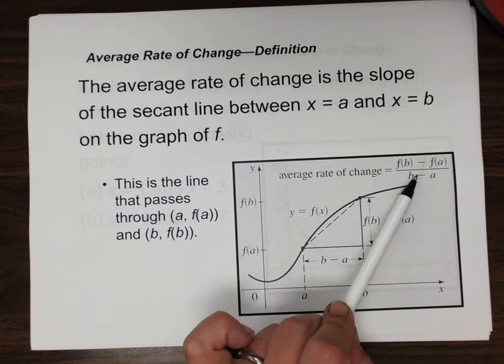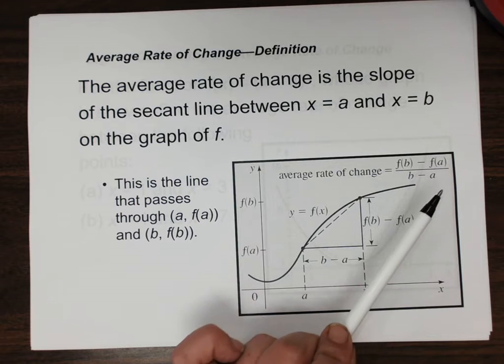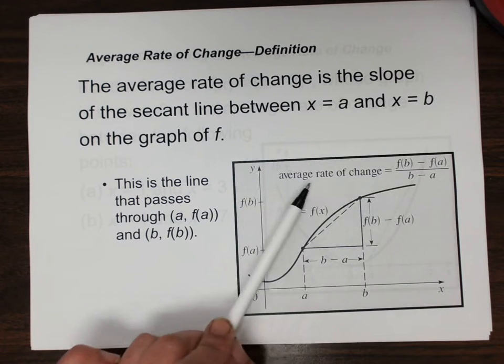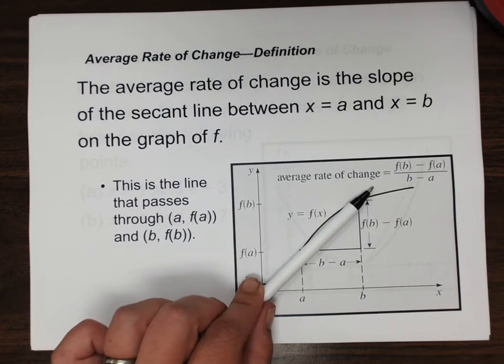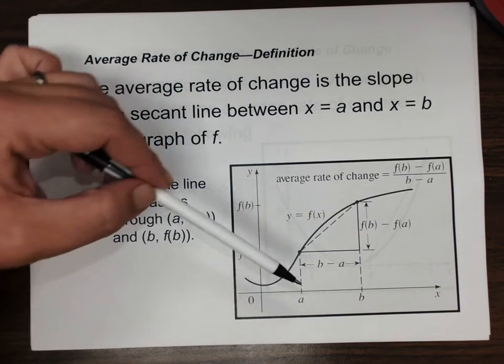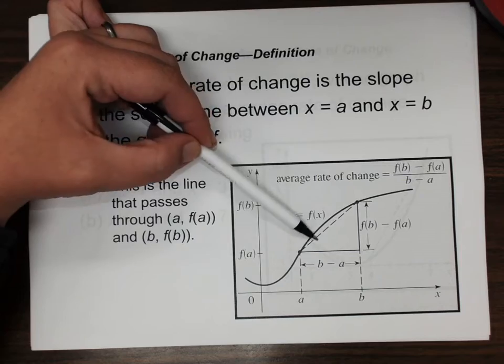And here again we have this formula, f of b minus f of a over b minus a, for our average rate of change. And again, it's just telling us the slope of this dotted secant line that cuts right through the graph.